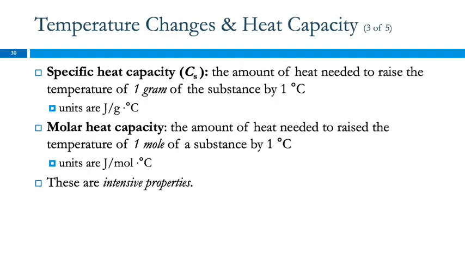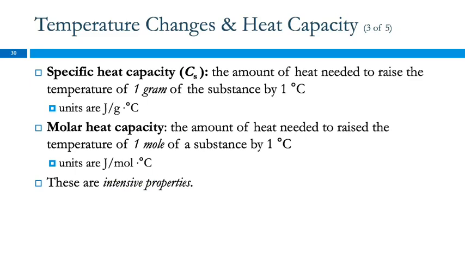So the specific heat capacity is the amount of heat needed to raise the temperature. Here we're specifying the amount, that's what makes it different, of 1 gram of the substance by 1 degree Celsius. And so the units here are joules per gram times degrees Celsius. Sometimes we talk about a molar heat capacity, and that's the amount of heat needed to raise the temperature of 1 mole of the substance by 1 degree Celsius. Then the units would be joules per mole degree Celsius.